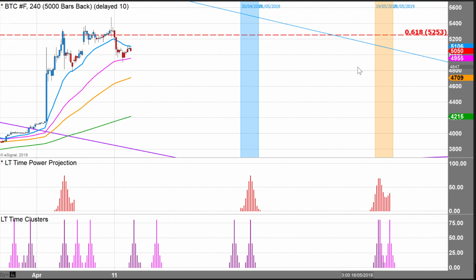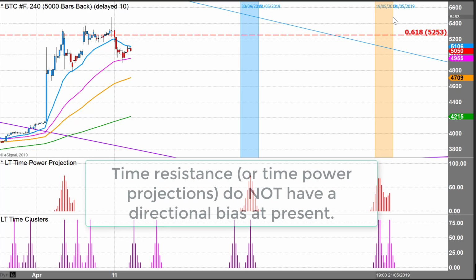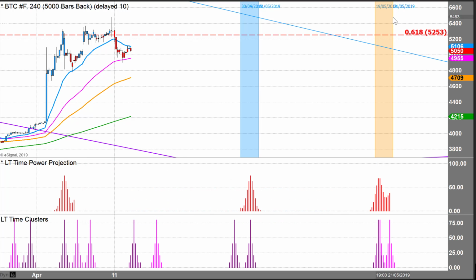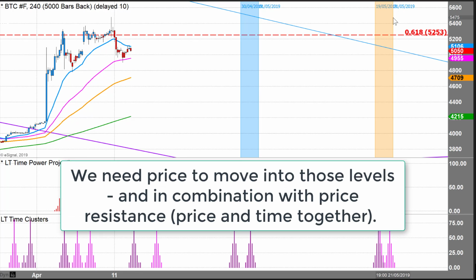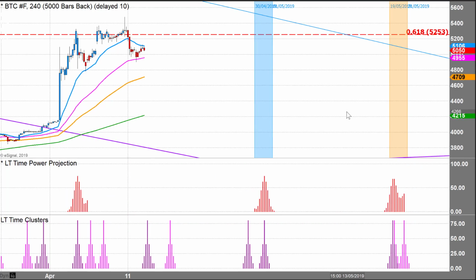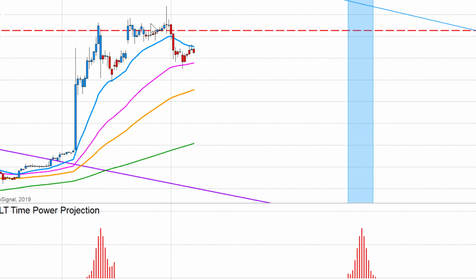Firstly, you have to appreciate that these time resistance levels are non-directional. They do not have any directional bias at the moment. The way we use it, as Carolyn Boroden was saying a few moments ago, is like this. So let me just give you an example. Imagine, for example, that Bitcoin has made a top round about here. And let's say Bitcoin continues to move lower, okay?